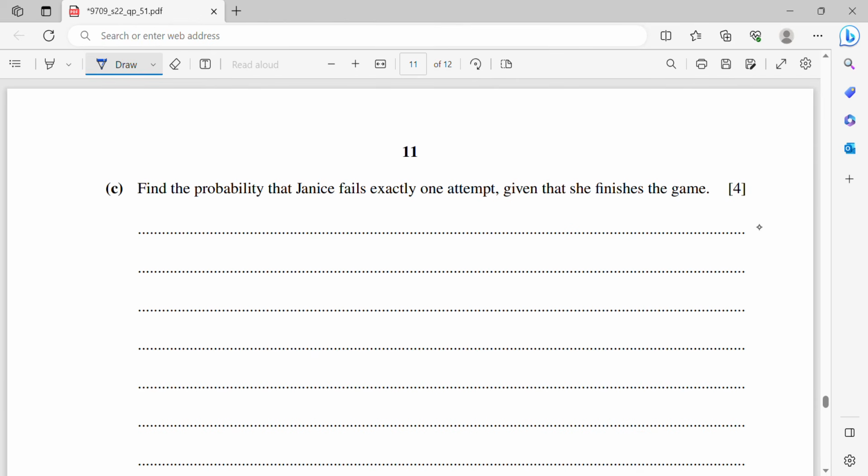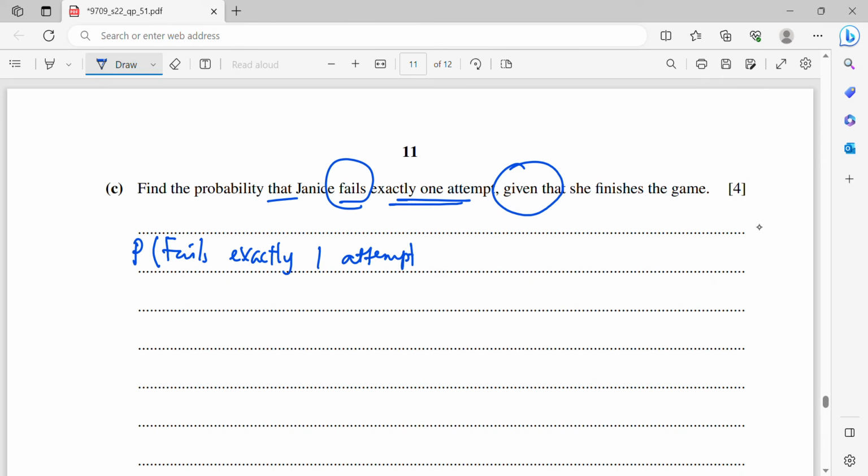Now C. Find the probability that Janice fails exactly one attempt, given that she finishes the game. Okay, so now P fails exactly one attempt. So this is the conditional probability because of this term, given that she finishes the game. So you are given two conditions here. Okay, one attempt. Given that is slash finishes the game.